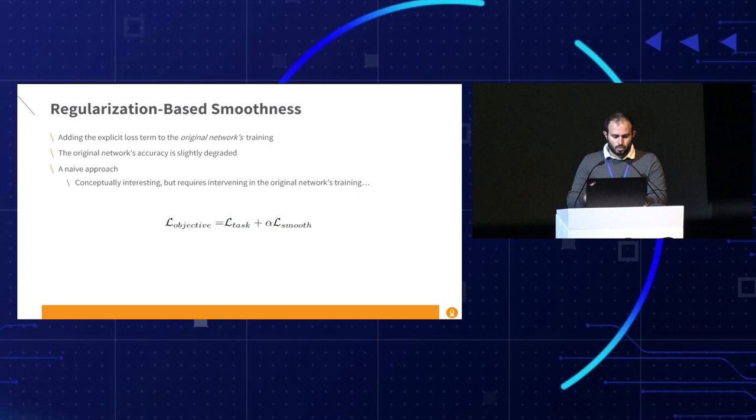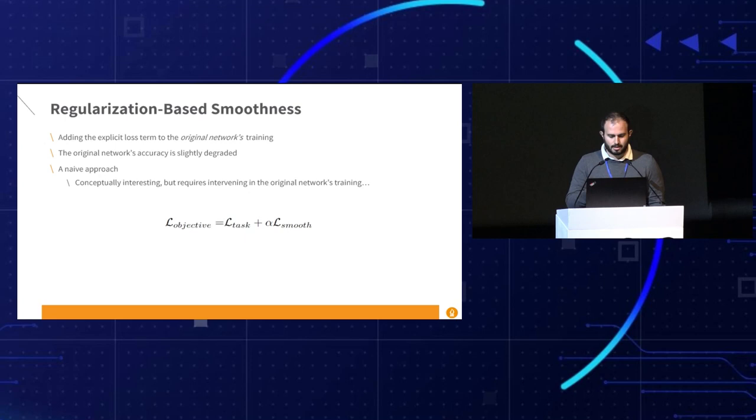In some sense, we can think about it as making the original network aware of the fact that NeRN will try to reconstruct it. A sort of NeRN-aware training, if you would. Of course, the original network's accuracy is probably slightly degraded due to this constraint, this regularizer, thus presenting an interesting trade-off between the original network accuracy and NeRN's ability to reconstruct it.